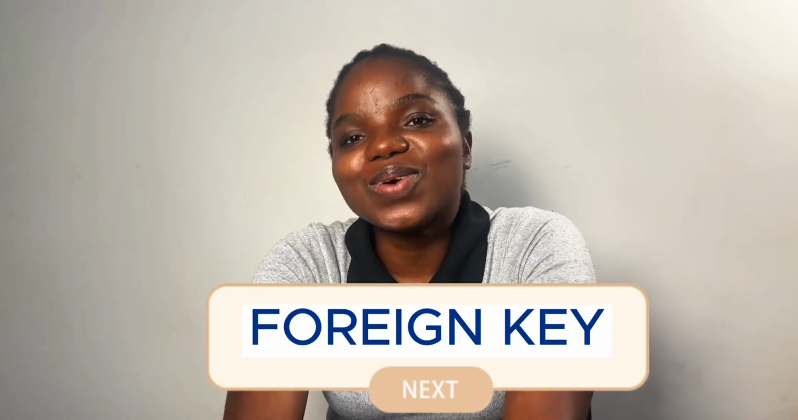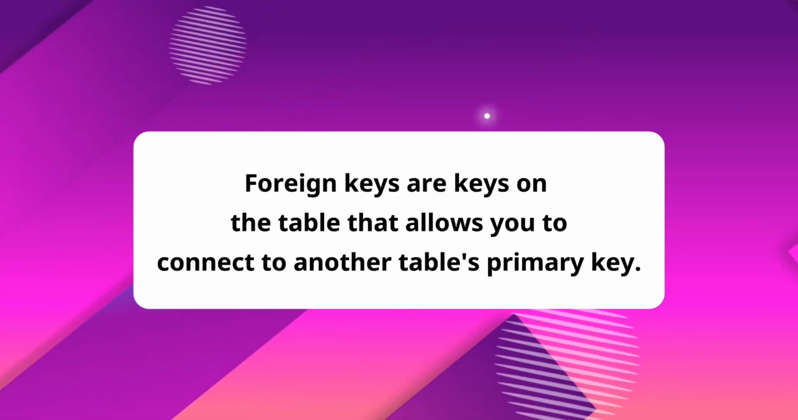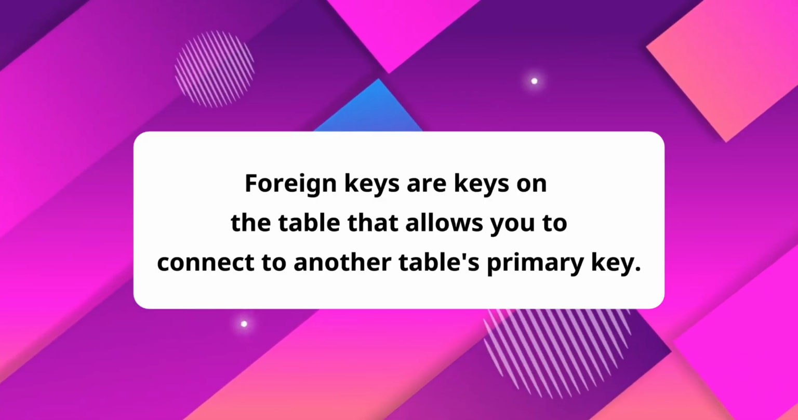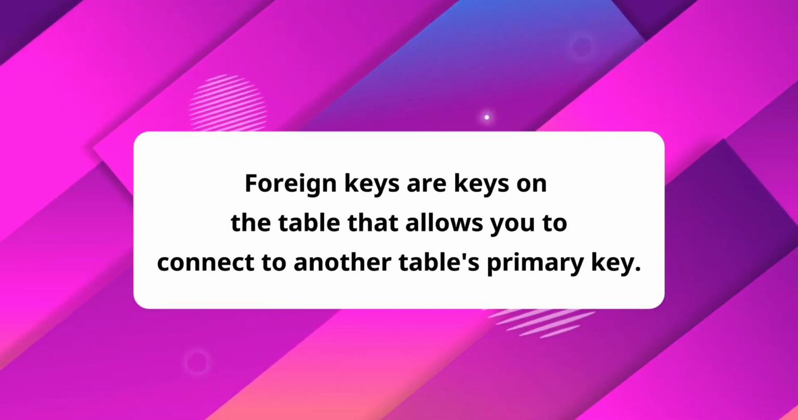Now, the next constraint we will be considering is foreign key. So we have mentioned primary keys. Now let's go to foreign keys. How does foreign key make a constraint? So foreign keys are keys on a table that allows you to connect to another table's primary key. So using a foreign key constraint allows you to make sure that you don't break a connection.